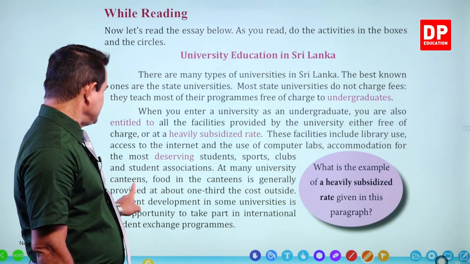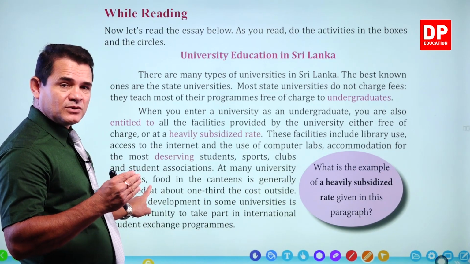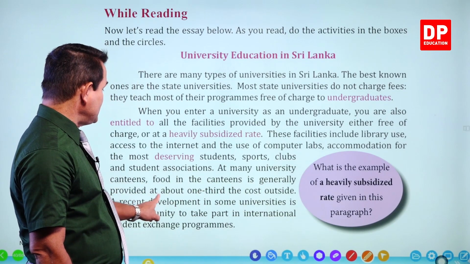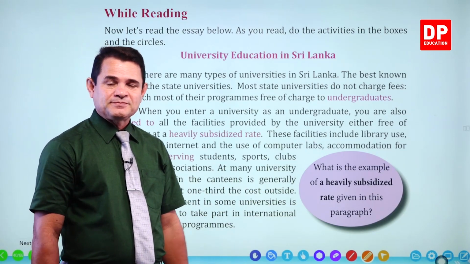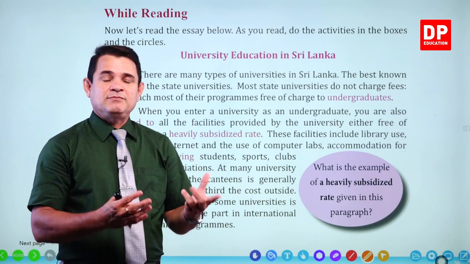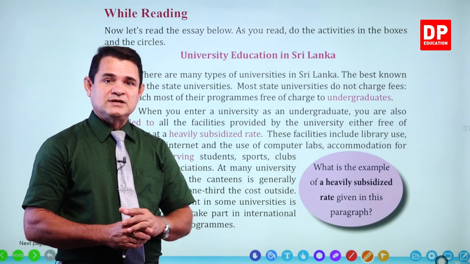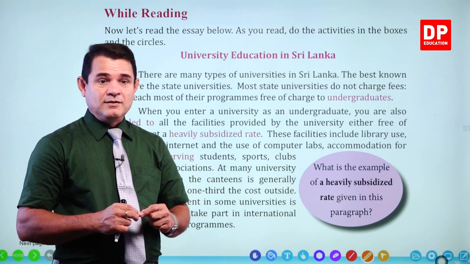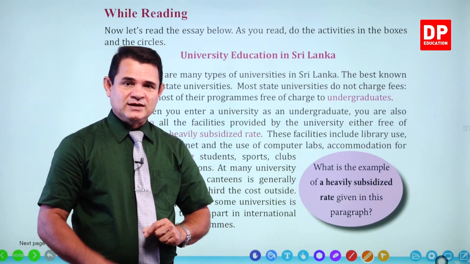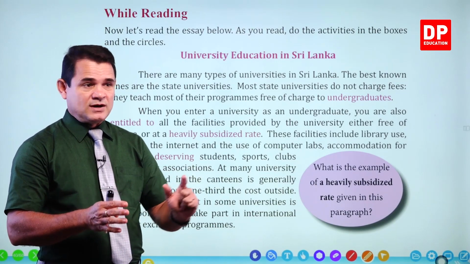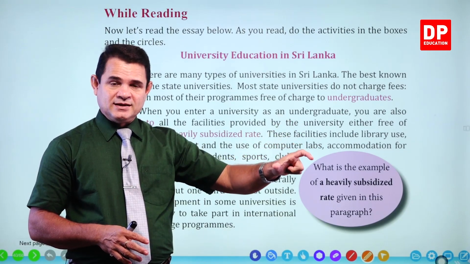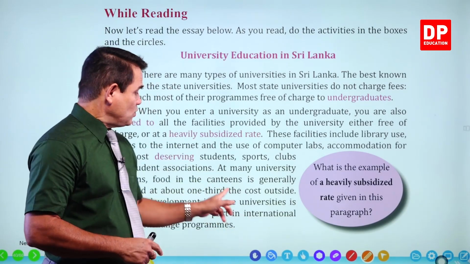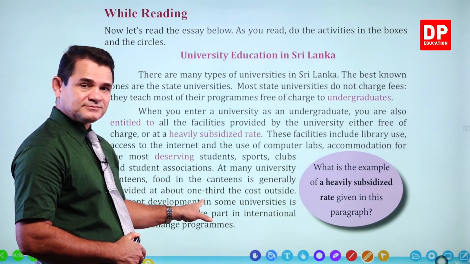At many university canteens, food in the canteens is generally provided at about 1/3 the cost outside. Cost means the price. For example, if you buy a lunch packet for 150 outside, the university canteen may be about 50 rupees. About one third of the price. Right?